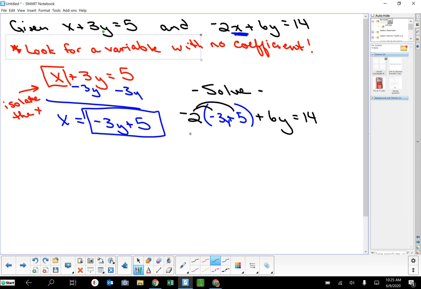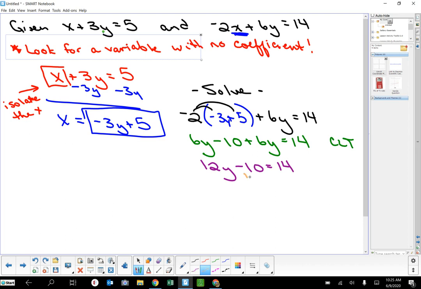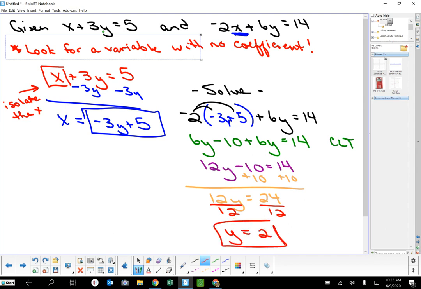So this one we're going to distribute, combine like terms, and keep on going. I distribute and get a positive 6y minus 10 plus another 6y equals 14. Here I'm going to combine like terms: 6y and 6y is 12y, minus 10. I'm going to move the 10. 12y equals 24. Divide by 12, and y equals 2.